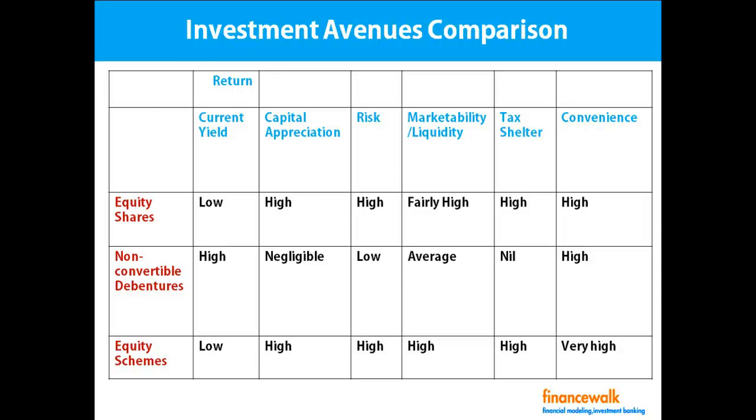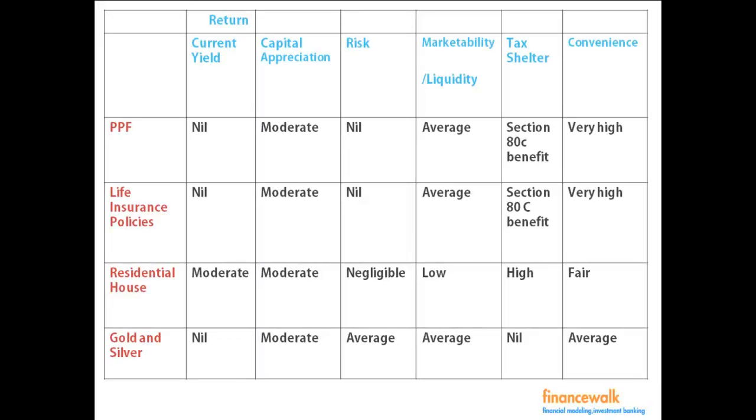If you check equity shares and equity schemes, they have fairly many points in common, right? There are other investment avenues also. They are PPF, then life insurance policies, residential house, gold and silver. So PPF, current yield is nil, of course, capital appreciation is moderate, risk is nil, marketability is average, tax shelter, that is section 80C benefit you will get, convenience is very high.